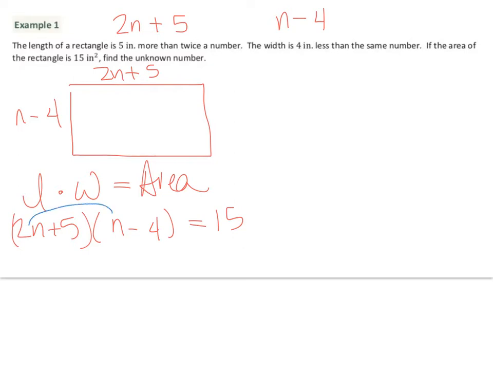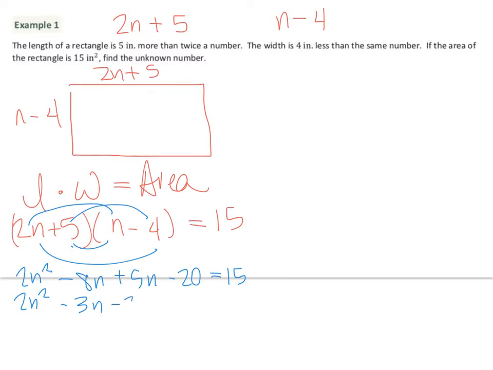I know, I'm just going to FOIL this thing. First, outer, inner, last. Get all the numbers to one side of the equal sign, and then solve it. Okay? So first, 2n squared, outer, minus 8n, inner, plus 5n, and last, minus 20 equals 15. Collect like terms. 2n squared minus 3n minus 20 equals 15. Subtract 15 from both sides.